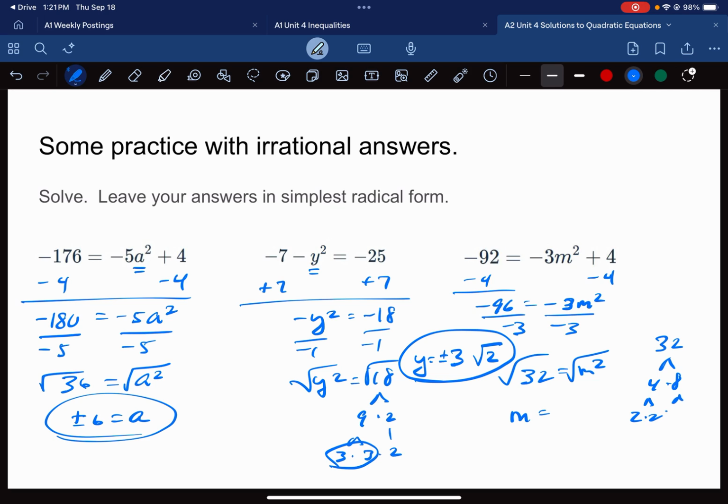2 times 2, 2 times 4, 2 times 2. So I got a pair of 2s and another pair of 2s. And then there's this lone little 2 right there that's left out. So I'm going to take out 2 2s. And then I got a 2 right here that got left inside because it doesn't have a pair, right? So 2 times 2 root 2 is going to be plus or minus 4 root 2. Okay.